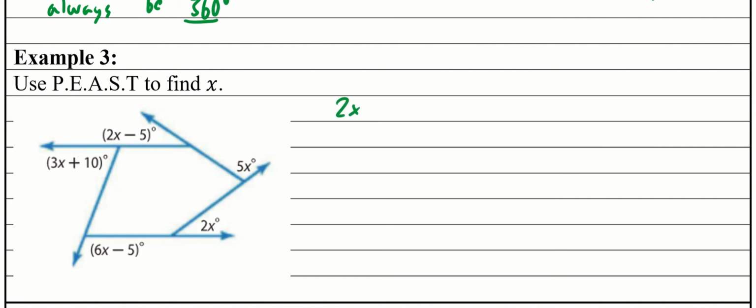So I'm going to say 2x minus 5 plus 3x plus 10 plus 6x minus 5 plus 2x plus 5x. Make sure you include all of those here. Okay, all of them are going to equal... It doesn't matter how many sides there are. Even though there's 5 sides, it doesn't mean it's going to change that. It's still going to add up to 360.